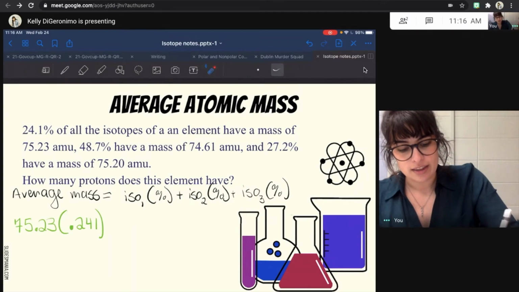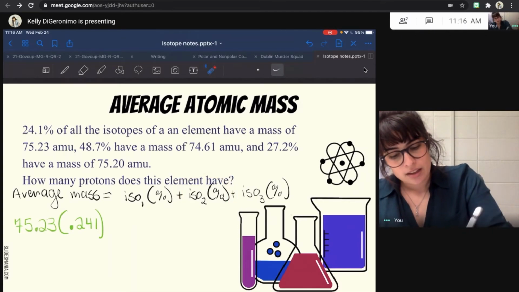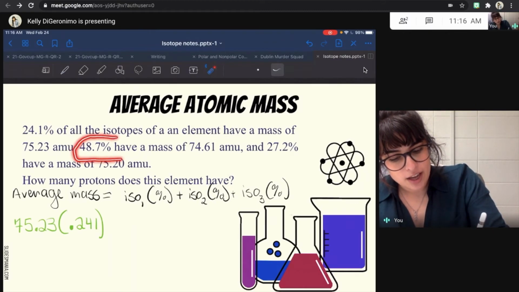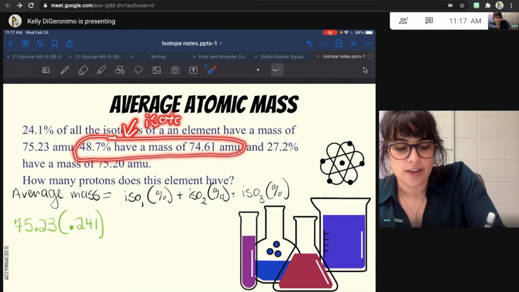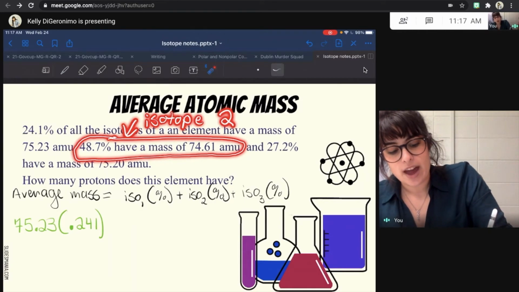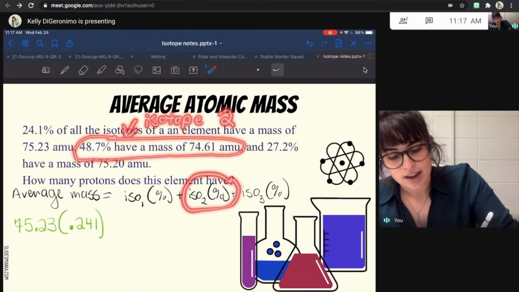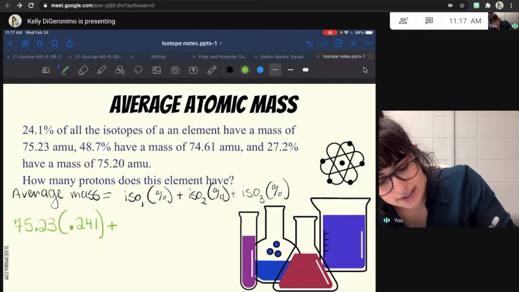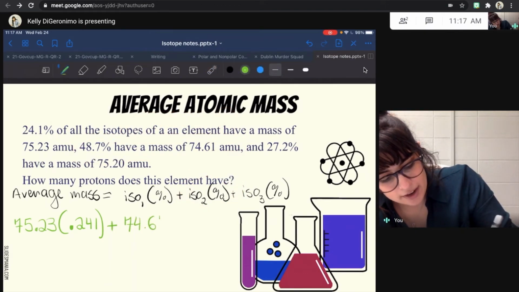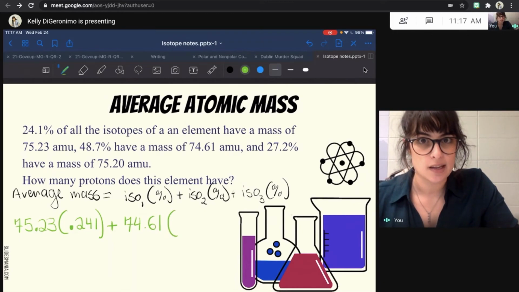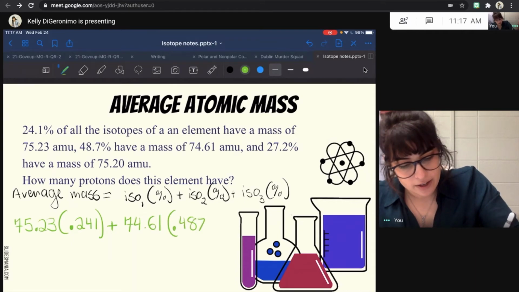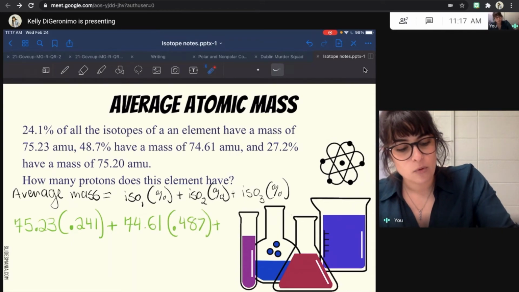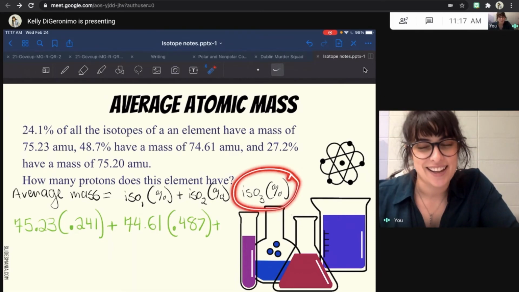Now what about this next part? What am I going to put? The problem says 48.7% of this isotope have a mass of 74.61. So here's isotope 2 of the same element, and we have these numbers. So we're going to write mass 74.61 times its abundance. What am I going to put in parentheses? 0.487. We just have one more isotope to fill in, and then we'll just be plugging it in our calculators.